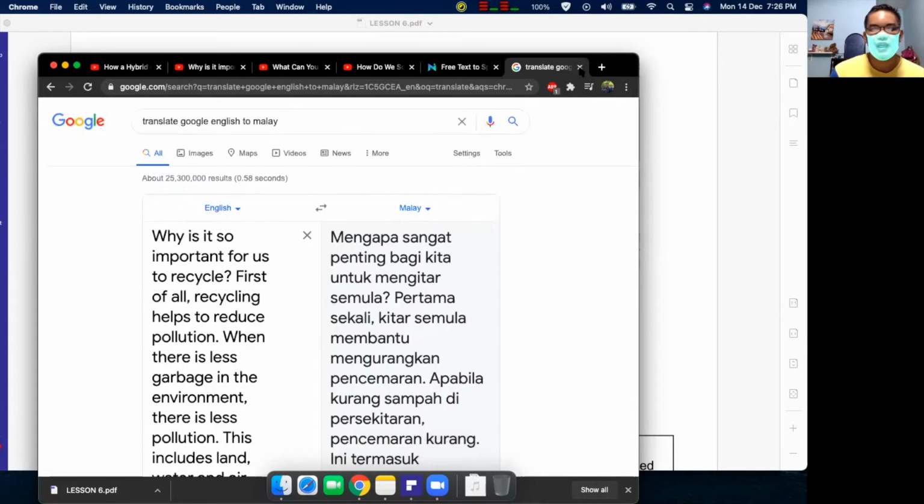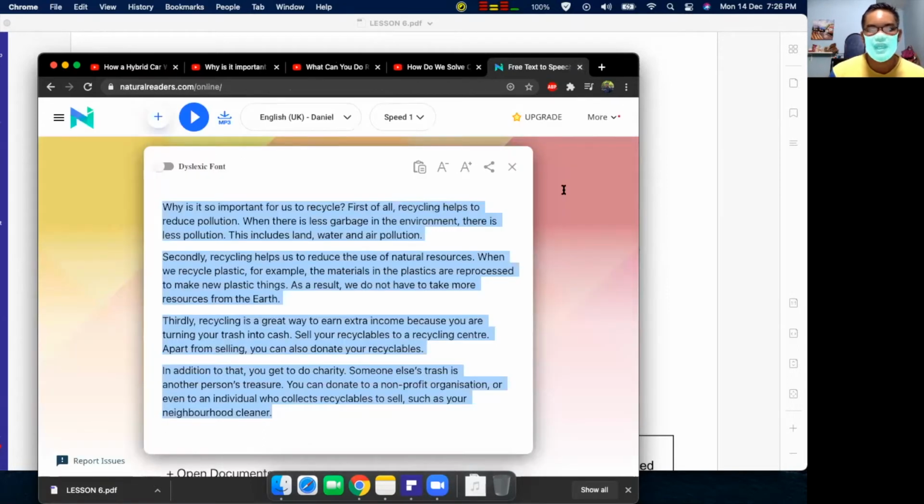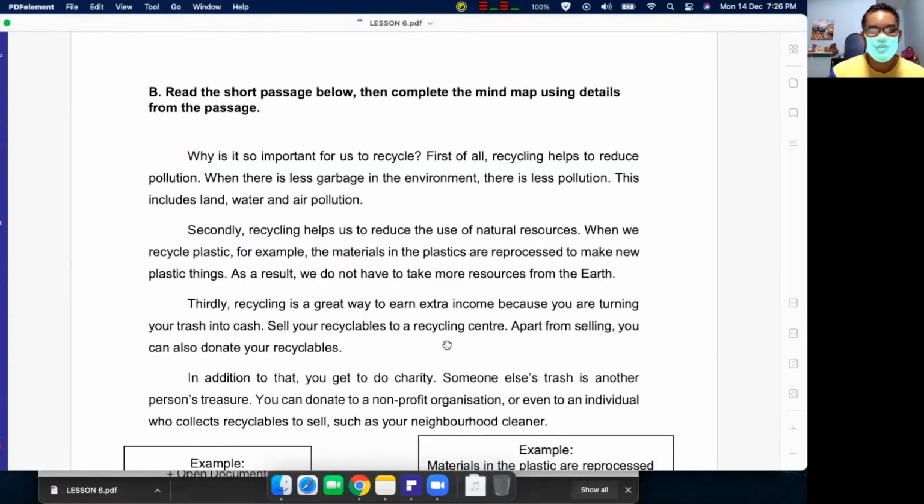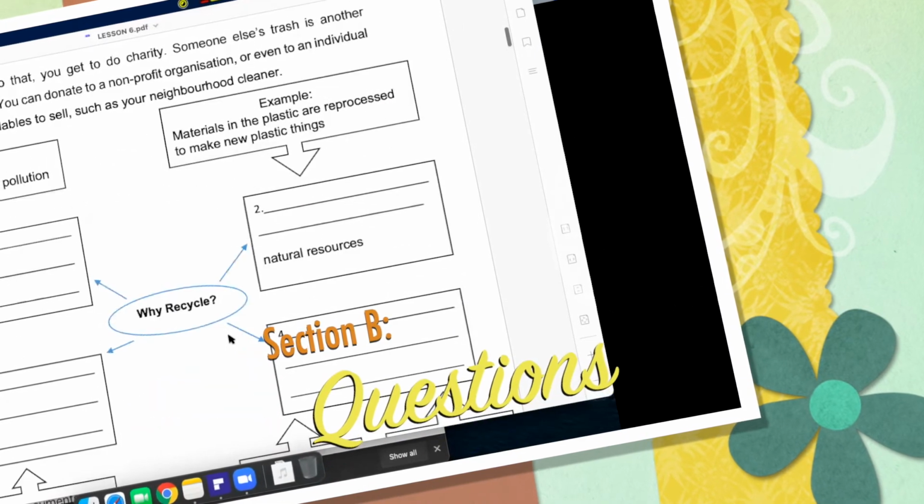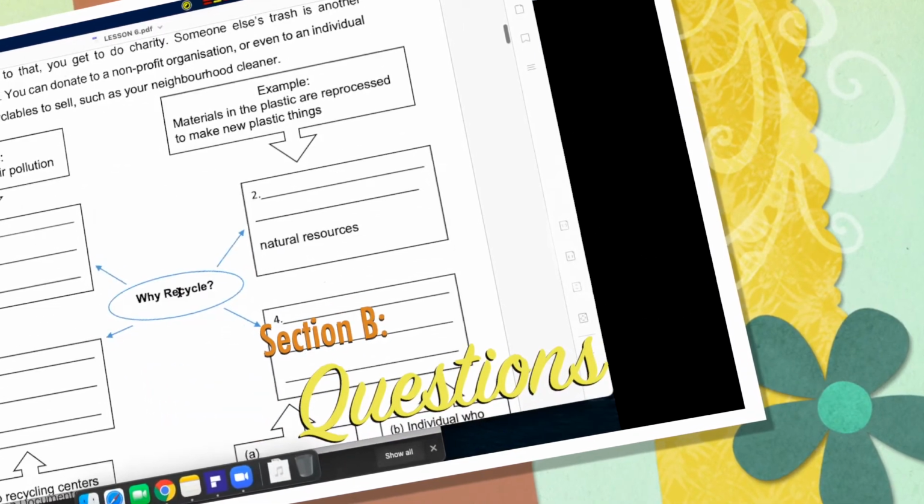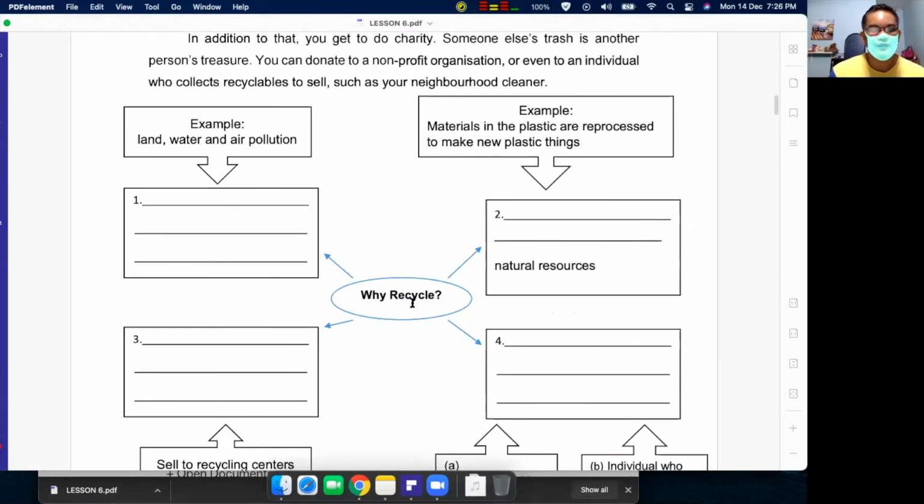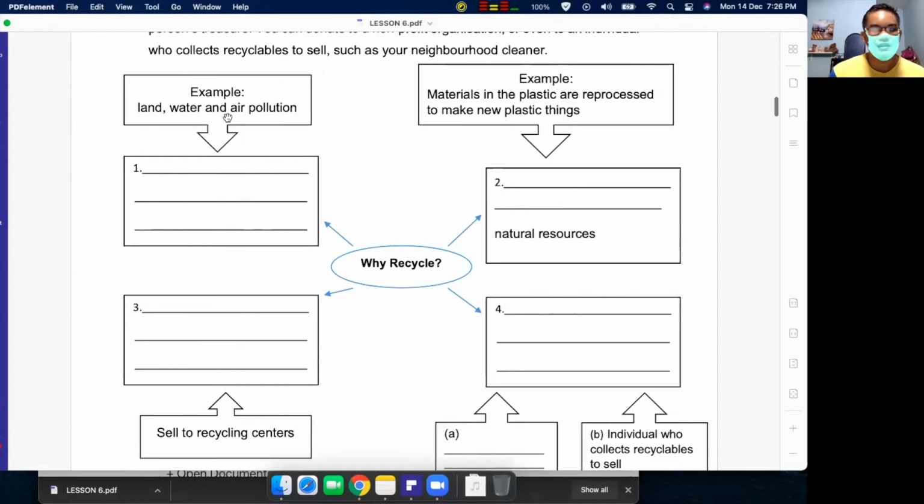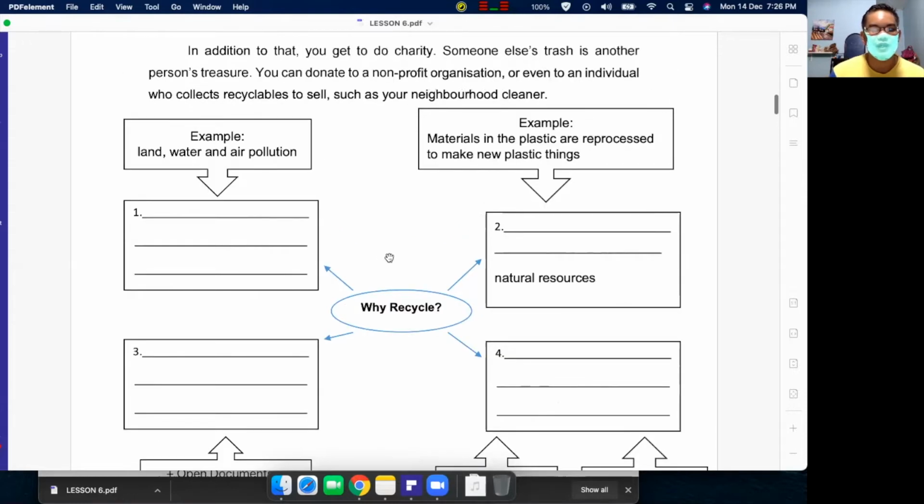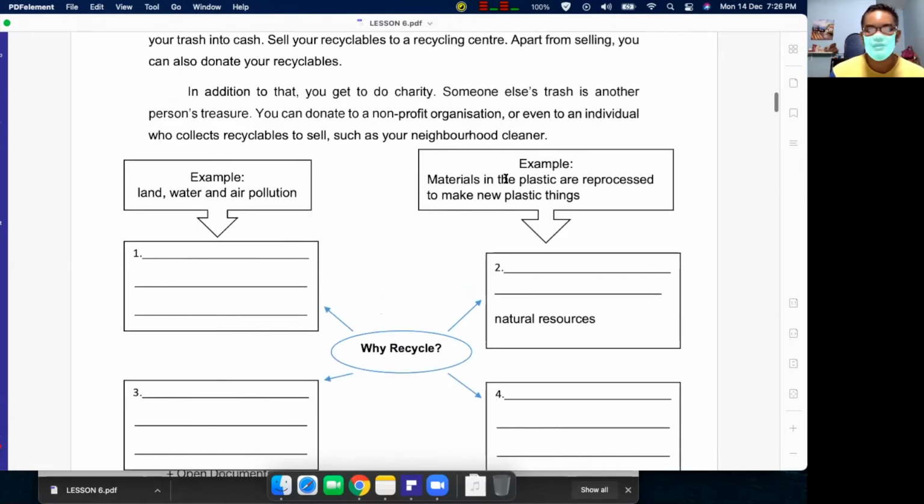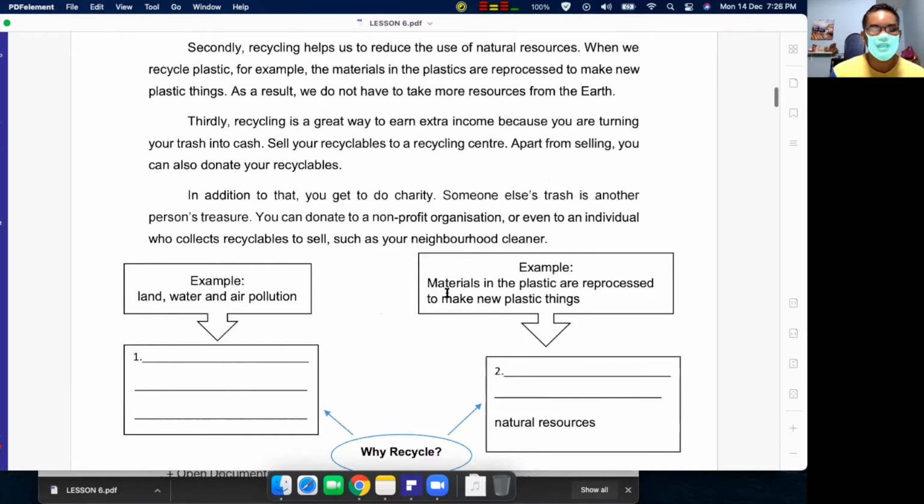Hope you had heard enough of the text. Let's try to answer it. So this is transferring information. Okay, so this is the mind map. Why recycle? And for number one, these are the examples. Land, water, and air pollution. So look at paragraph 1. These are the examples. Materials in the plastic are reprocessed to make new plastic things. Now, why do we recycle?